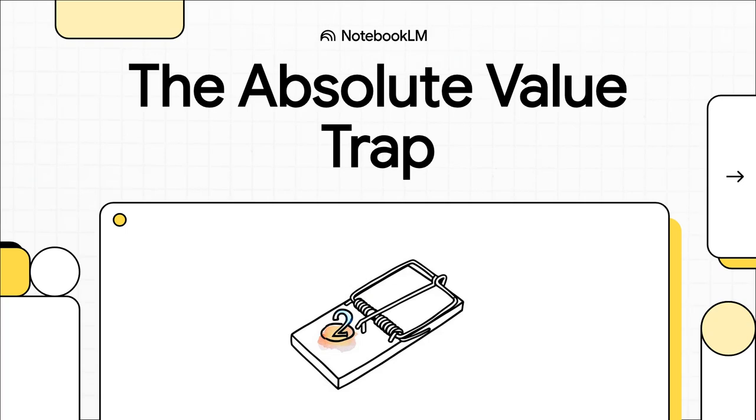All right, let's talk about absolute value. You know, those two little vertical bars we all learned about in math class? It seems so simple, right? Whatever number is inside, just make it positive. Easy. But here's the thing.